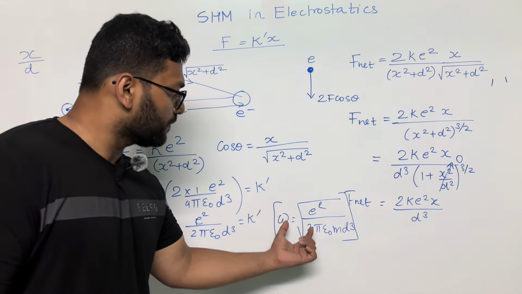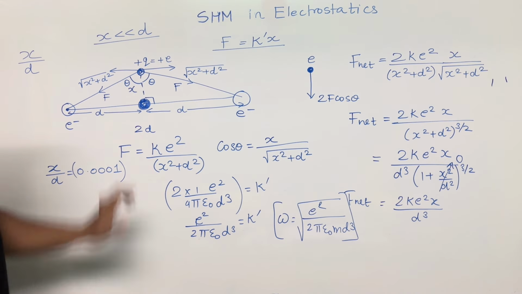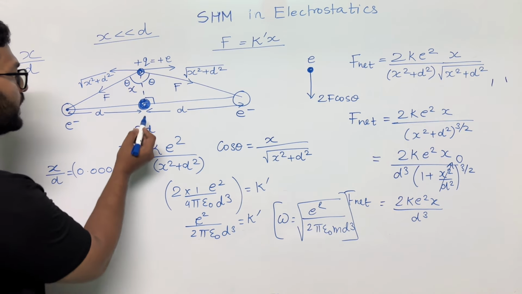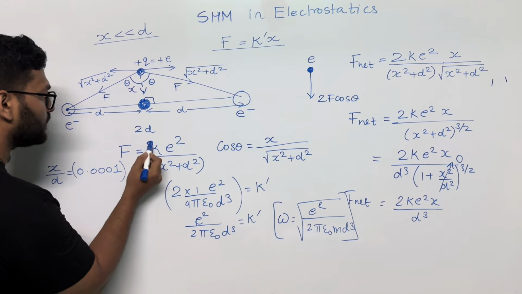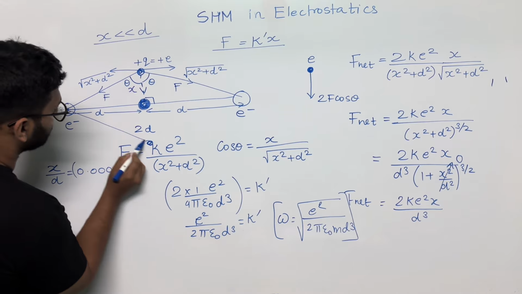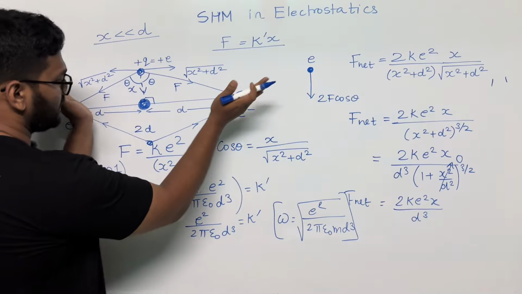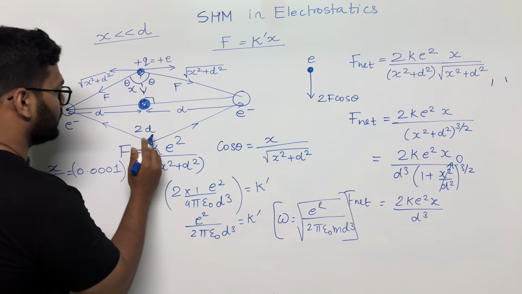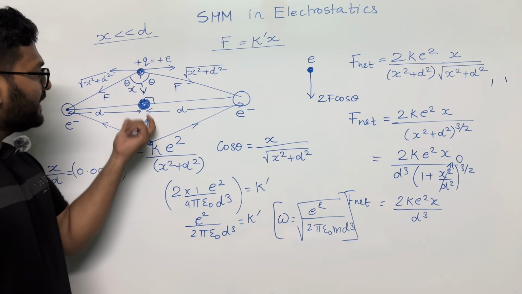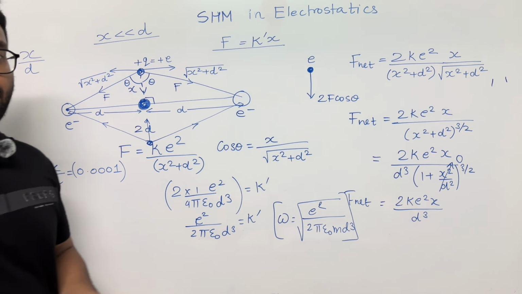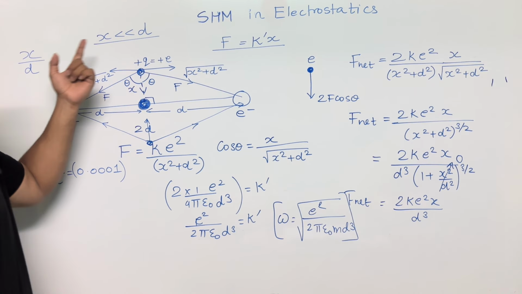This angular frequency is the frequency with which this proton will oscillate up and down. Note that if I take it upwards, the net force is downward. If I take it downwards, again these two electrons will apply a force in this direction and their net component will be in this direction. So you can see the force is always directed towards the mean position. This is correct only if x is very much smaller than d.